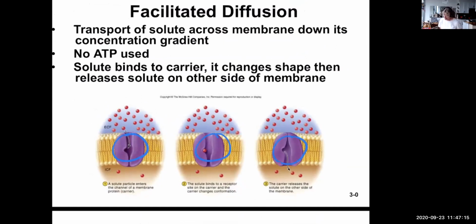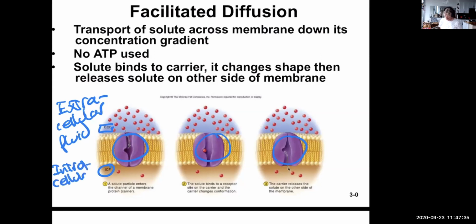On this side, ECF stands for extracellular fluid. That means on the outside of the cell. And this is intracellular fluid, that's on the inside of the cell. So in this case, the concentration of this solute is greater on the outside of the cell here. And so it's passive diffusion. It's going down its concentration gradient. No ATP is required here.